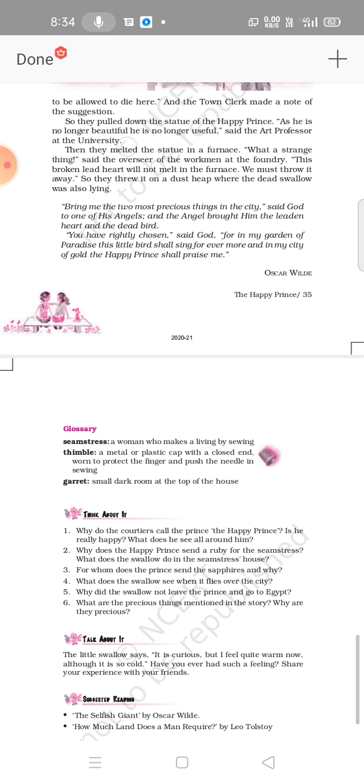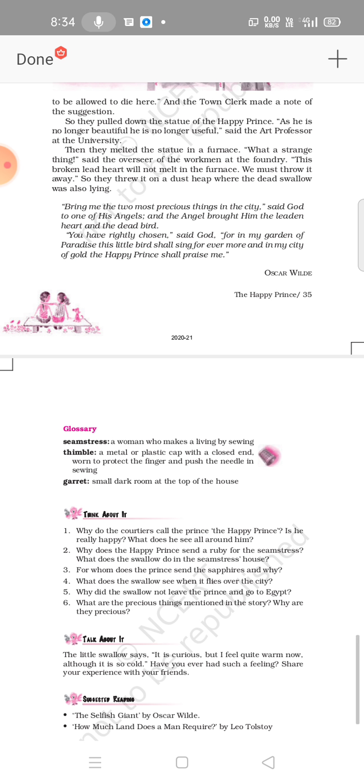Now, question number 2 is there for you. Why does the happy prince send a ruby for the seamstress? What does the swallow do in the seamstress's house? The happy prince sends a ruby for the seamstress because her little son is ill and she has no money. The swallow places the ruby on the table and fans the boy's forehead with his wings.